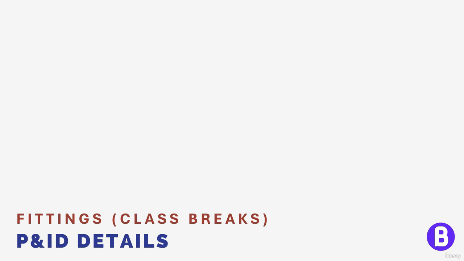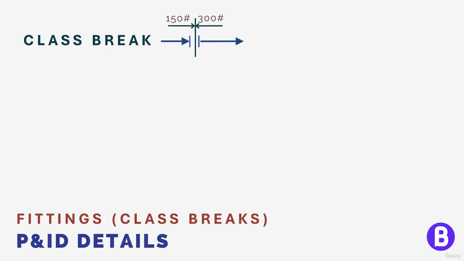So we have seen that reducers and enlargers connect pipes with different sizes. But what if we want to connect flanges with different ratings? We shall use class breaks to solve this issue. For example, we want to connect piping with a flange rating of 150 pounds to piping with a flange rating of 300 pounds. We shall use a class break in this case, and it shall look this way on the P&ID.